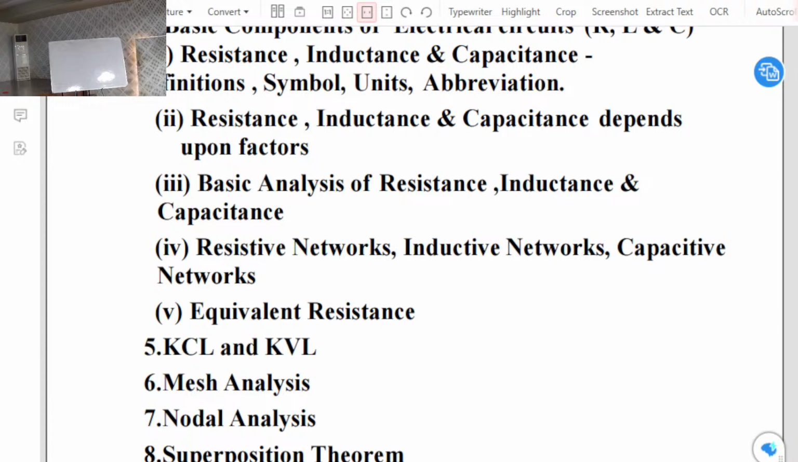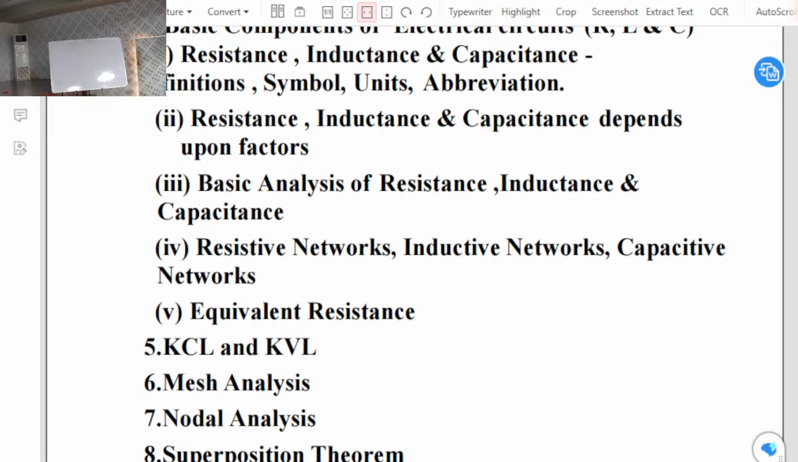Now the fifth topic is equivalent resistance. The fourth topic, I have divided into 5 parts. What is the first part? Definition, symbol, unit, abbreviation. Part 2, factors: it depends upon the factors. Next, third one, basic analysis in mathematical formulas. I need the mathematical formulas to analyze the circuits.